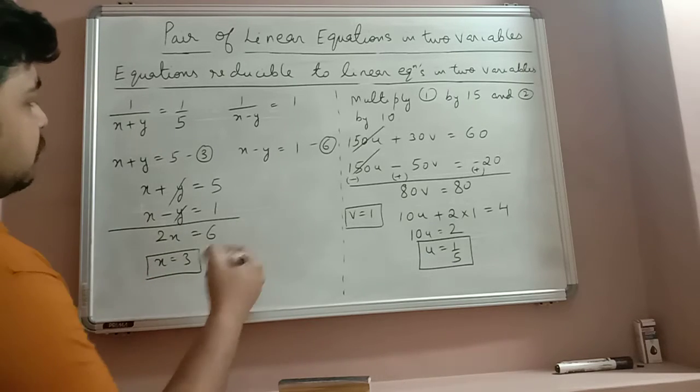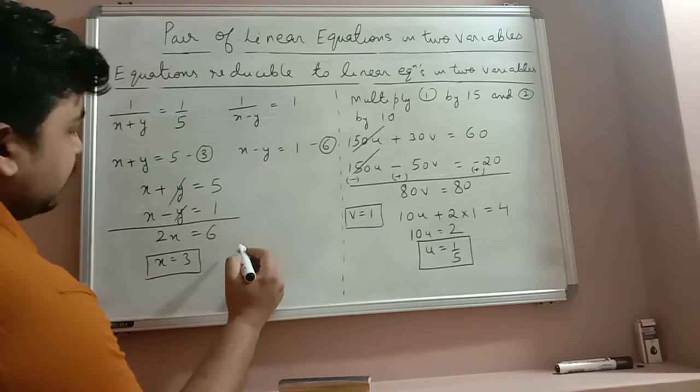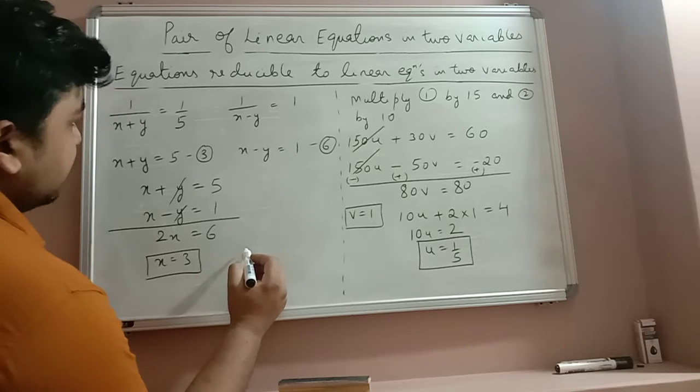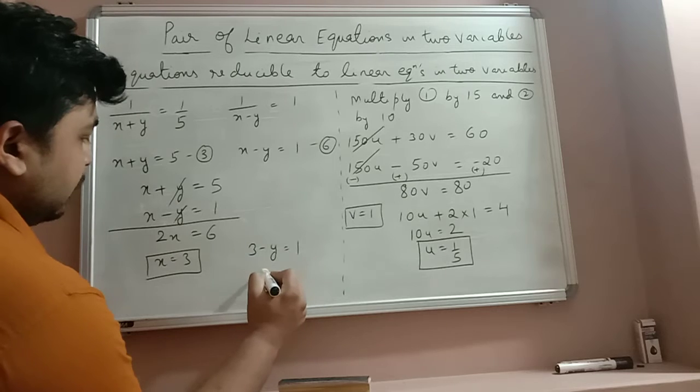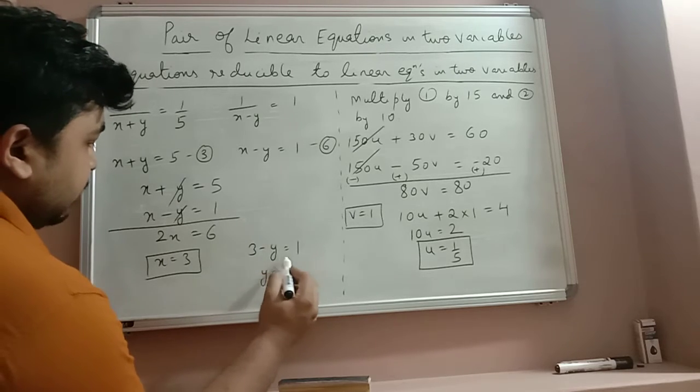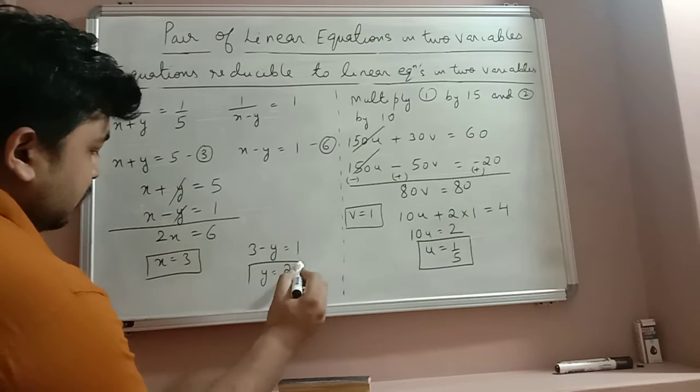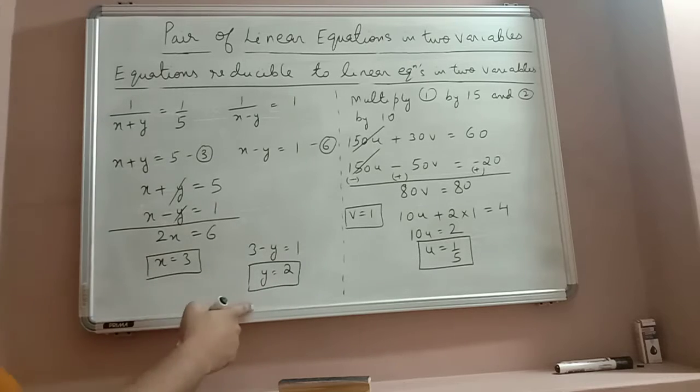Now we got x equals 3, we can put it in any of the equations to get the value of y. So 3 minus y equals 1, or y is equal to 3 minus 1, that is 2. So the solution is x equals 3 and y equals 2. I hope this is clear to everyone. You can pause the video and note it down.